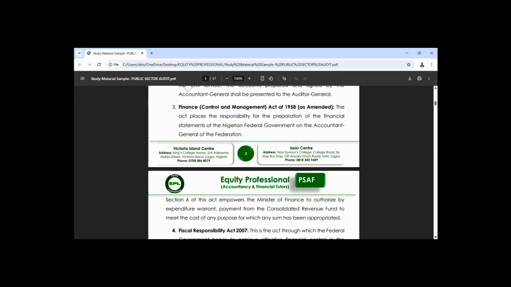Under this Finance Control and Management Act, it talks about how we authorize money from the government Consolidated Revenue Fund. So what do we use to authorize payment from the Consolidated Revenue Fund? One of the ways by which ministers are empowered to authorize payment from the Consolidated Revenue Fund is through the use of warrants. A warrant is an instruction given by the Minister of Finance to the Accountant General to authorize payment from the Consolidated Revenue Fund.